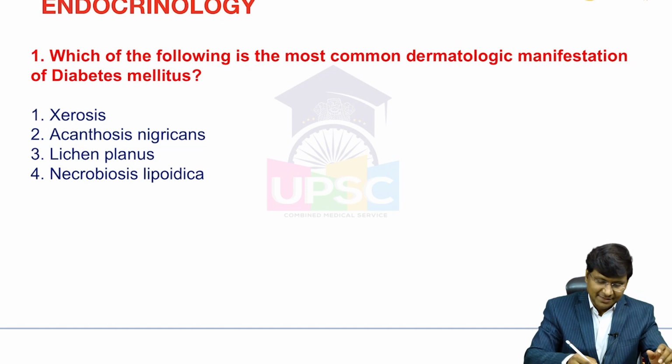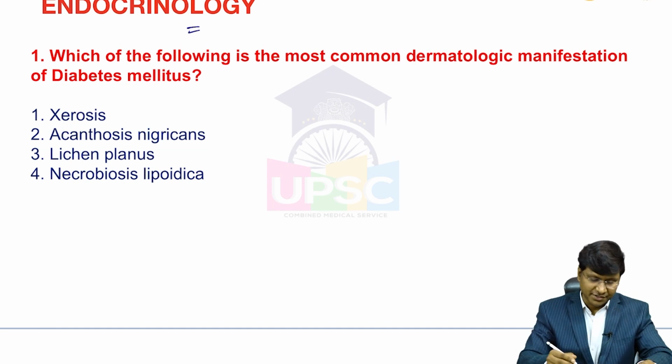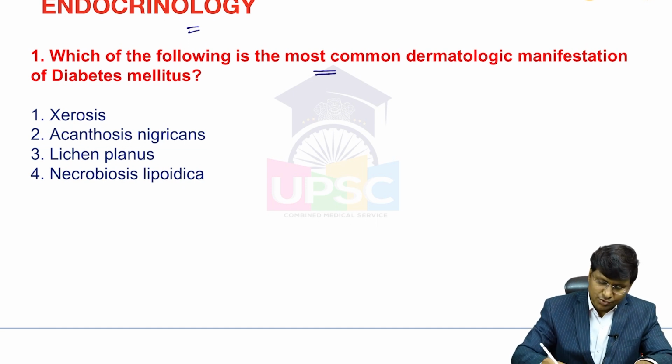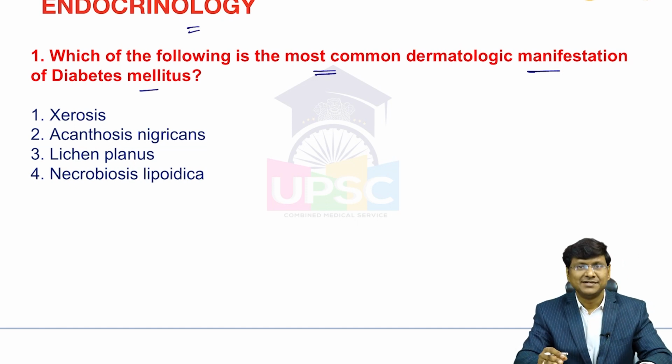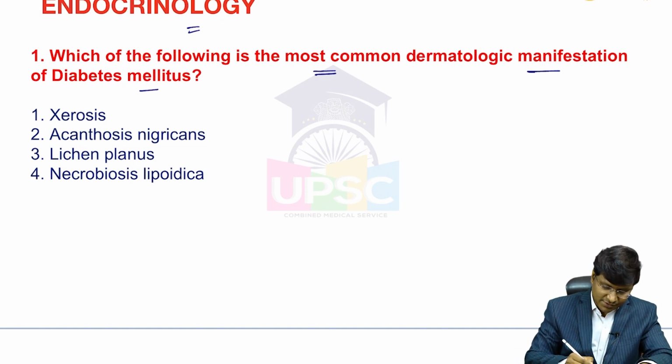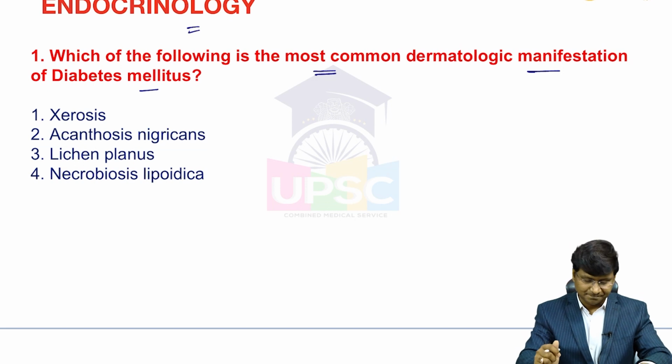So in this session, I'll be discussing the previous year questions in UPSC related to the topic of endocrinology, and I'll be discussing in detail the individual topics which will be useful for your upcoming UPSC exams. So the first question is, which of the following is the most common dermatological manifestation of diabetes mellitus? The options are xerosis, acanthosis nigricans, lichen planus, and necrobiosis lipoidica diabeticorum.